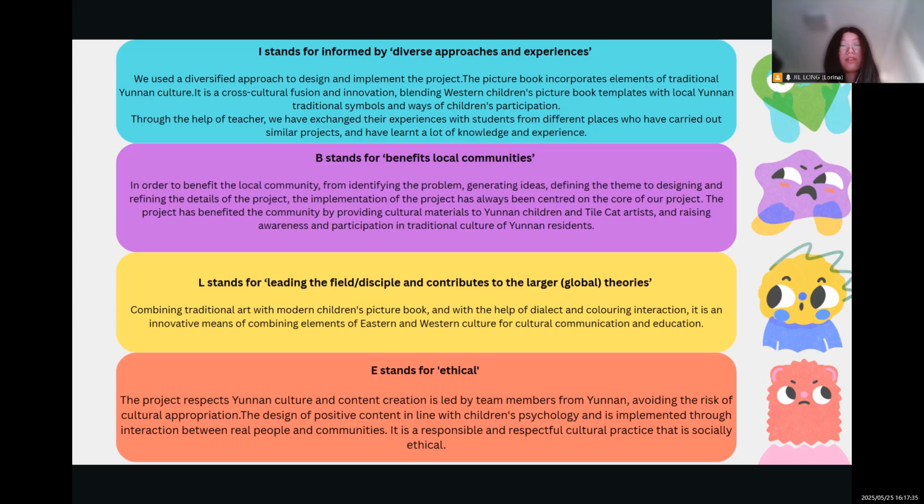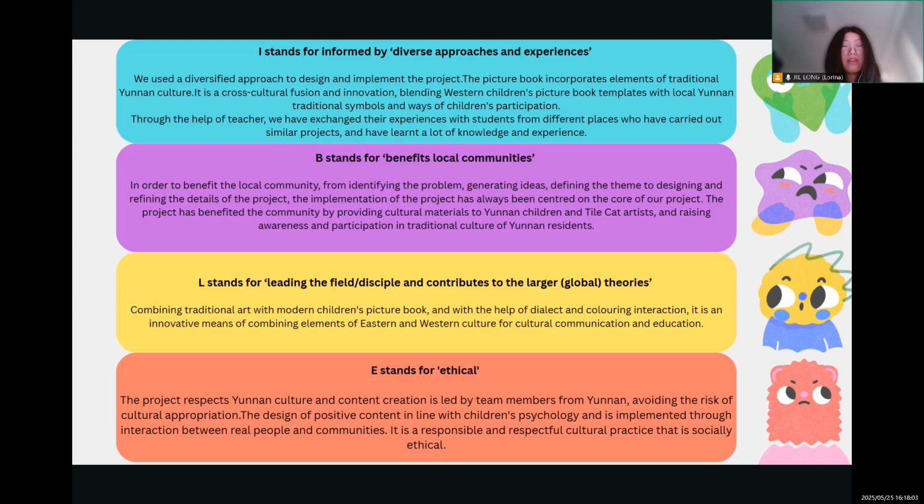L stands for leading the field discipline and contributes to the larger global theories. Our project innovates the method of cultural dissemination and education that combines elements of Eastern and Western cultures by integrating traditional art with modern children's picture books, and through the interaction of dialects and coloring.